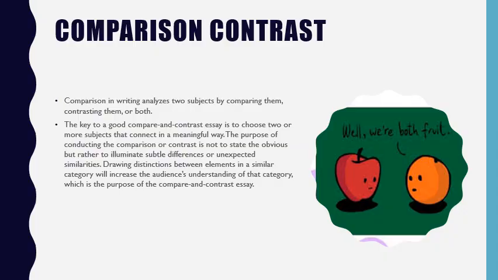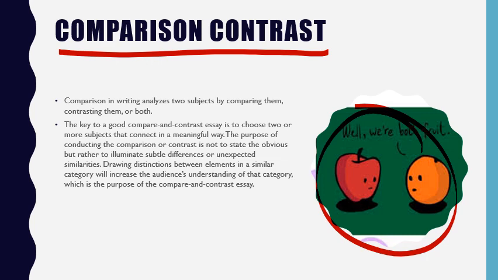And lastly, comparison and contrast. Comparison in writing analyzes two subjects by comparing them, contrasting them, or both. And I was just looking at little images. I thought this is cute, right? So comparing the apples to oranges, they say, well, we're both fruit. Anyway, I thought it was cute.